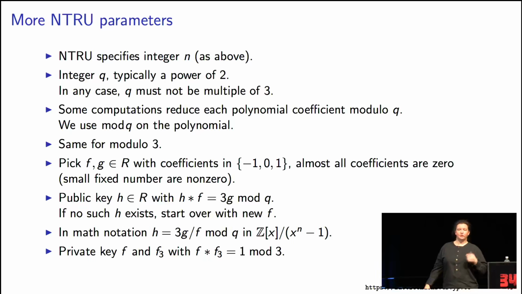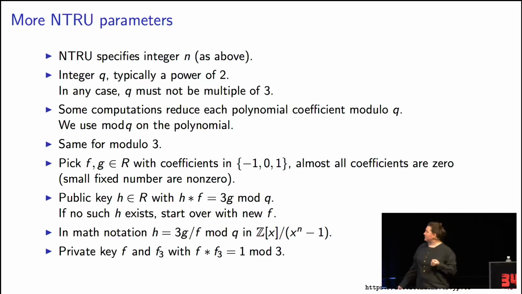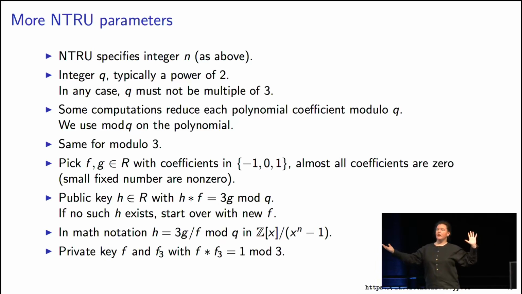Sometimes it doesn't work, so we have to try again. So if it doesn't work, we have to try with a different f. When you think of the math notation, we're actually dividing by this f. And not all f's are invertible. We can't divide by 0. So some of the f's we have to throw away and try again. So our public key is going to be this h, and the private key is going to be the f. From h and f we can get g, so g is redundant, we don't need to remember it.